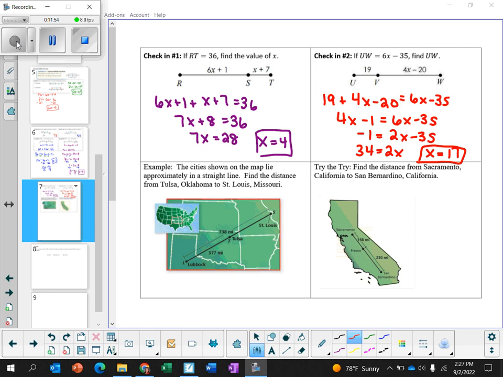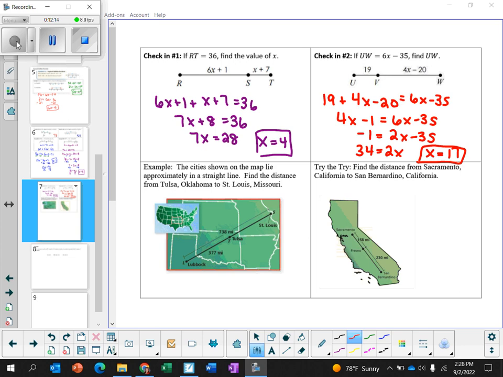All right, for check-in number 1, we add together 6x + 1 + x + 7 and set it equal to 36. We get a final answer of x = 4. And for check-in 2, we do 19 + 4x - 20 = 6x - 35. And we get an answer of x = 17.